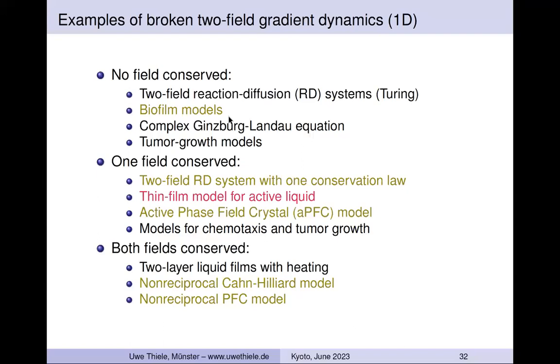And then if both fields are conserved, you have two-layer liquid films with heating. So heating would be the breaking of the gradient dynamics, but also the quite fashionable non-reciprocal interactions of different particles, modeled by Cahn-Hilliard models or phase-field crystal.